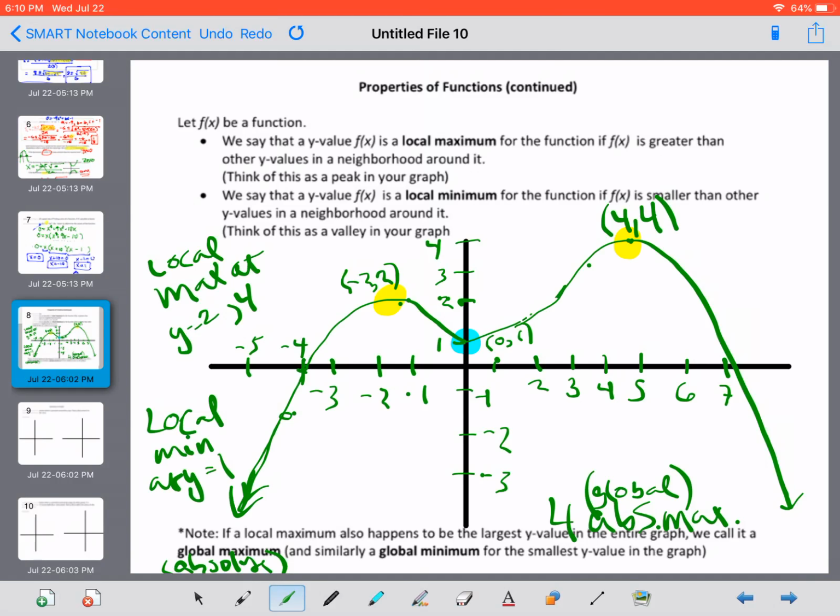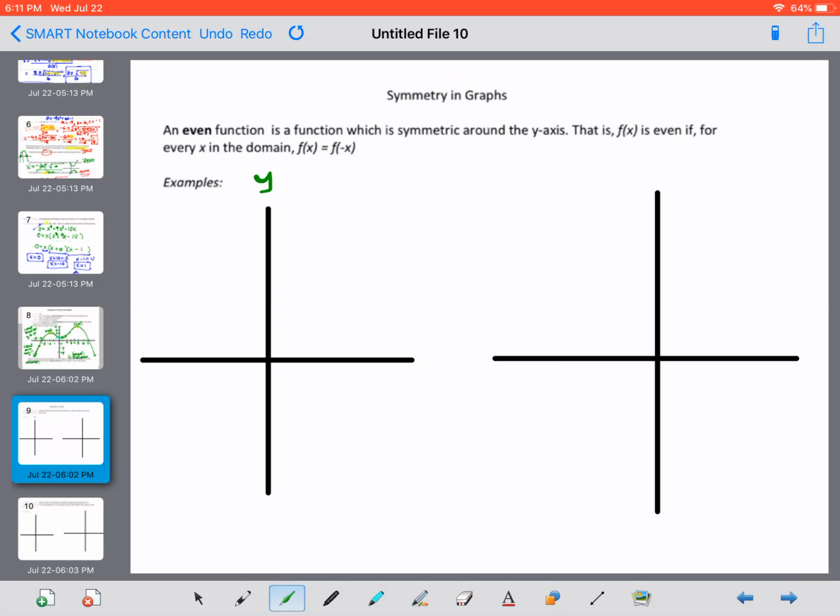Okay, so a couple more properties of functions that we want to talk about. Symmetry. So some graphs have a nice property that they're symmetric in some sort of a way. So I'm going to give you an example of what we call an even function. So an even function is a function that's symmetric around the y-axis. In other words, if you reflected the graph across the y-axis, you just get that same graph back again.